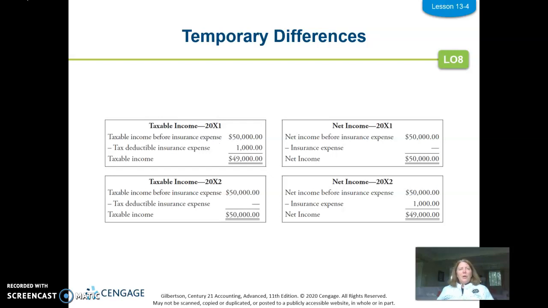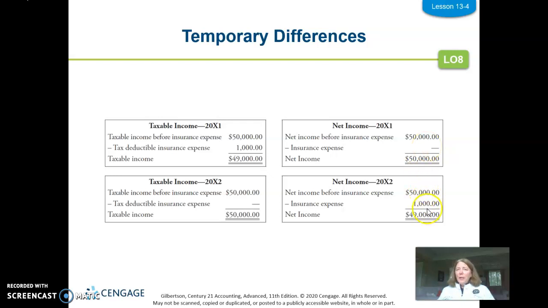And if you recall, for book purposes, let's talk about book purposes here first. When we buy an insurance policy and pay for those premiums, we typically will pay at the end of the year for the upcoming year. So in 20X1, when we pay for that coverage, we credit cash, we debit prepaid insurance, which is an asset. So we have no insurance expense whatsoever in that year.